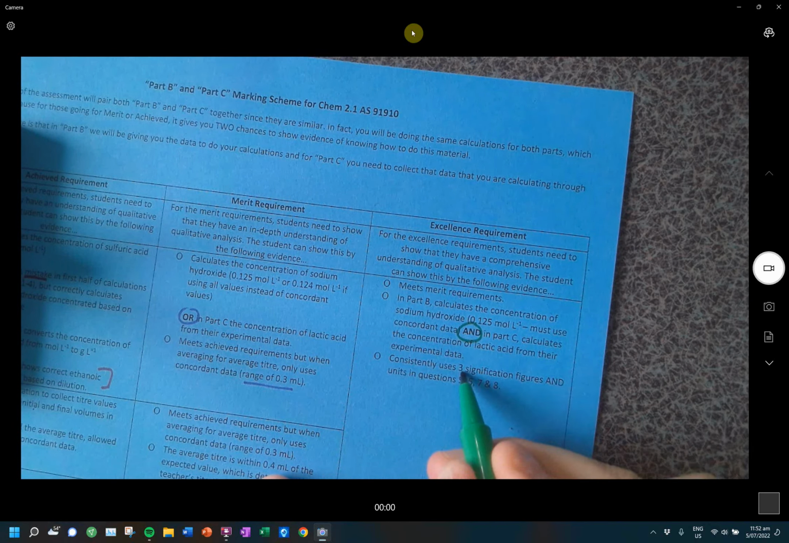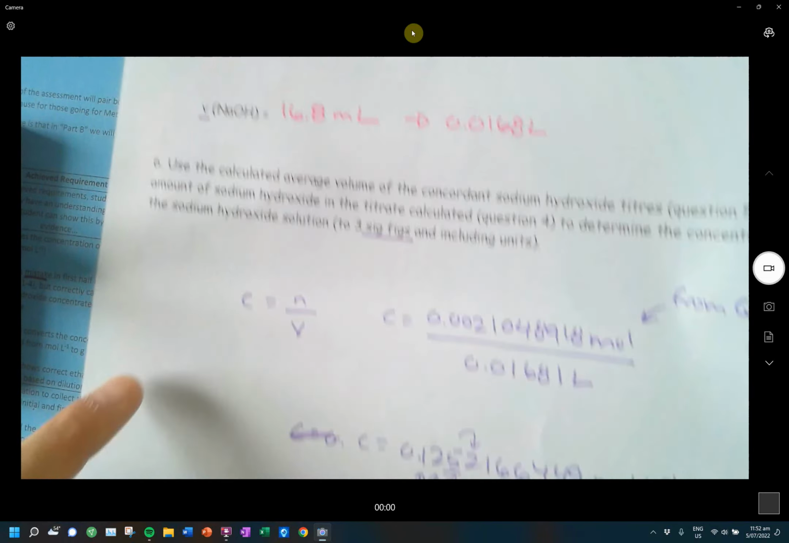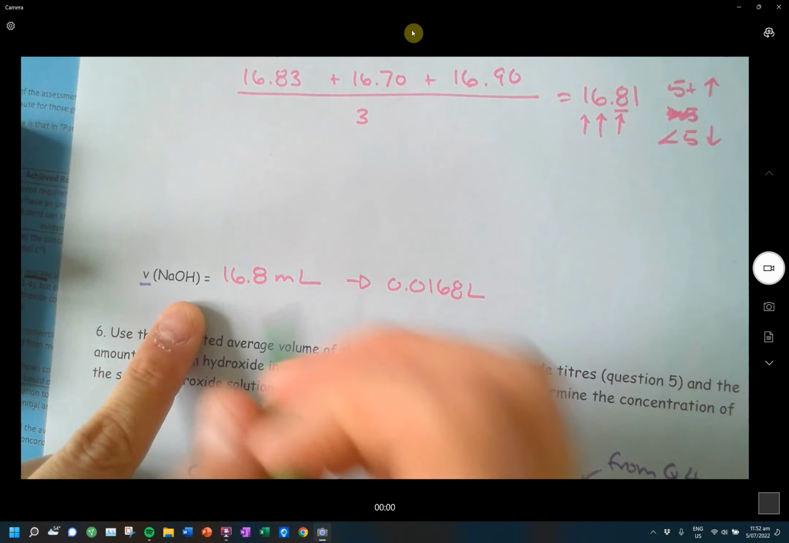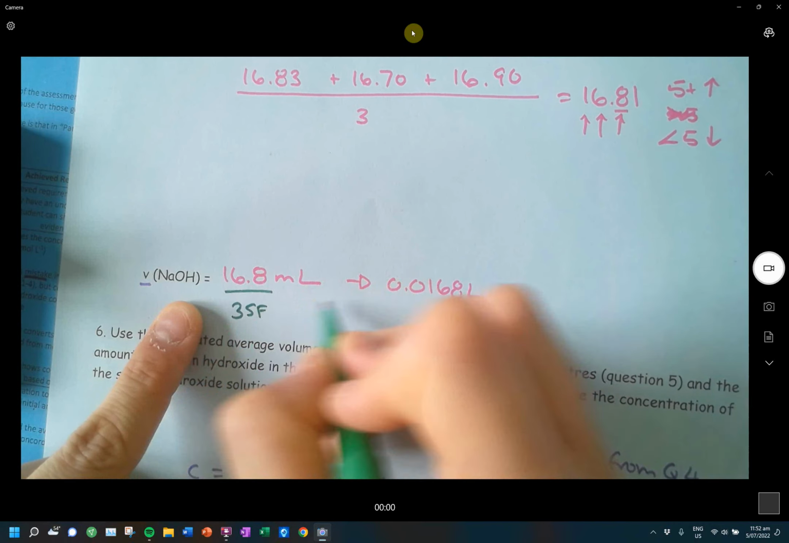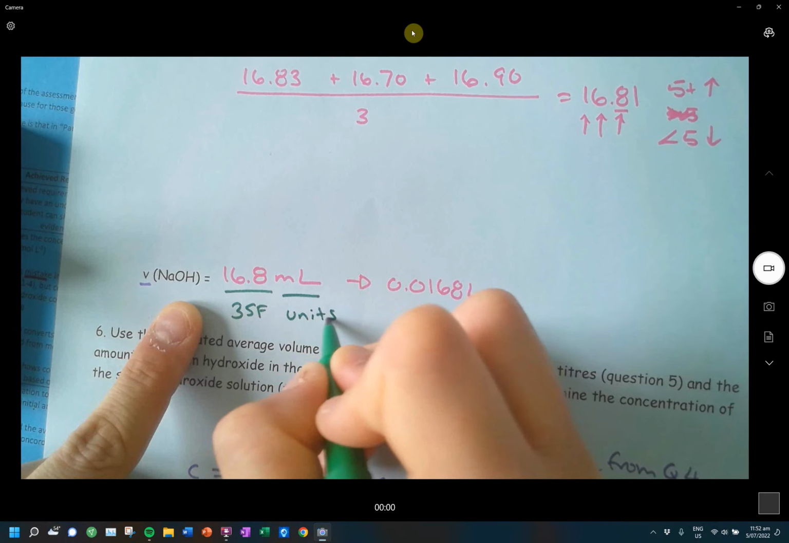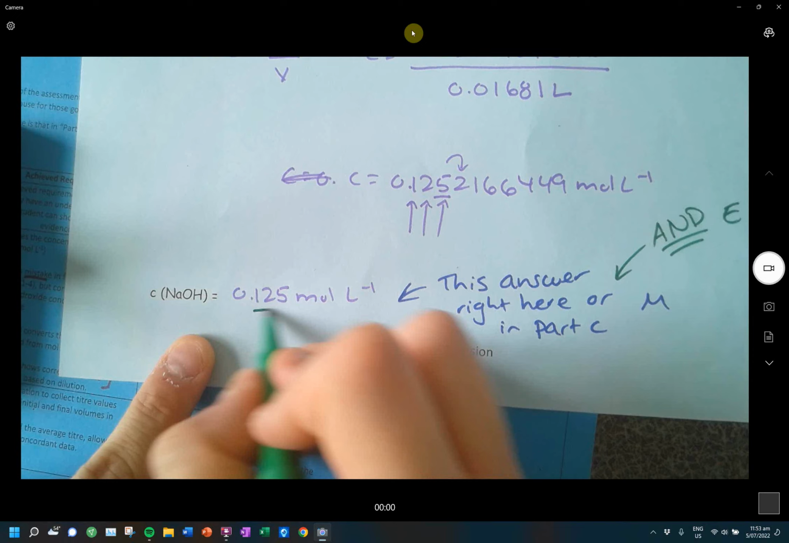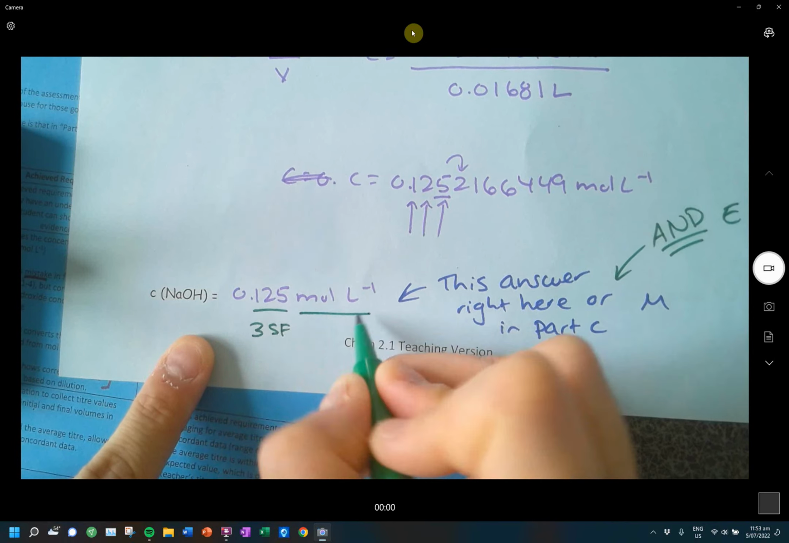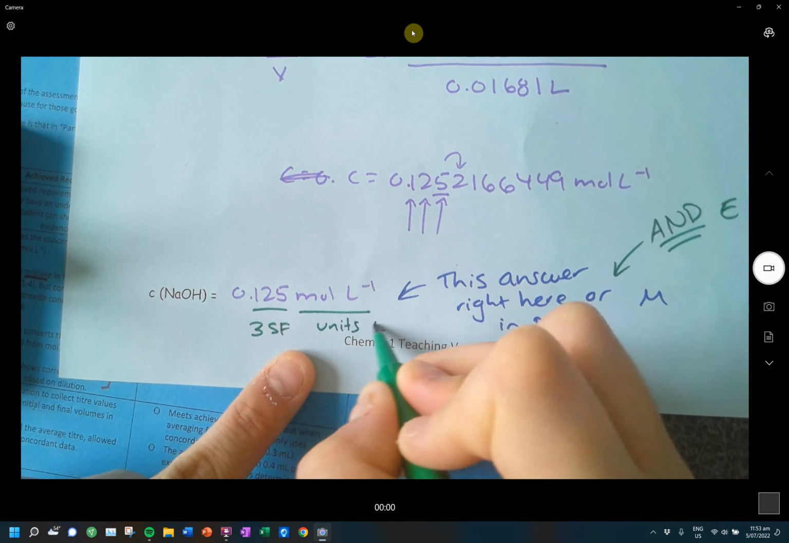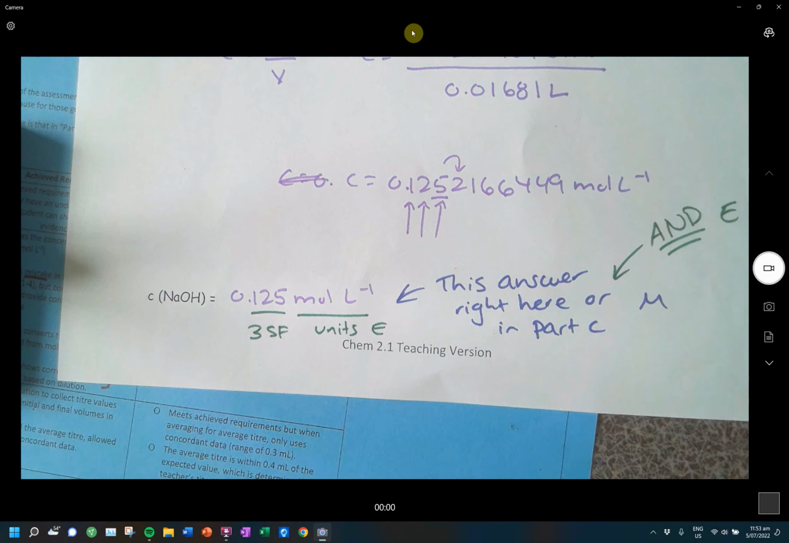All right, second thing I'm looking for is that consistency across your answers. So making sure you have 3 significant figures whenever I ask, and making sure you have units. So specifically where I've asked for the 3 significant figures and the units for this question is in part 5 and in part 6. So part 5, I should see 3 sig figs, and I should see the units, and that's for E. And again, down here, I should see 3 significant figures and your units for the E. So not a huge jump up to get excellence. Huge jump between achieve and merit, which is quite typical.